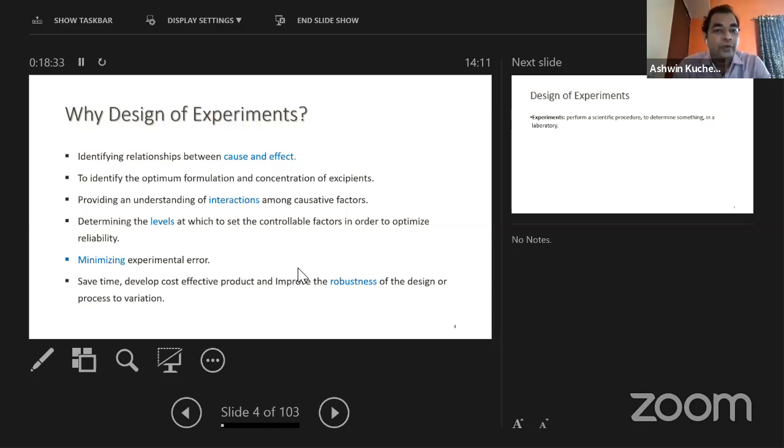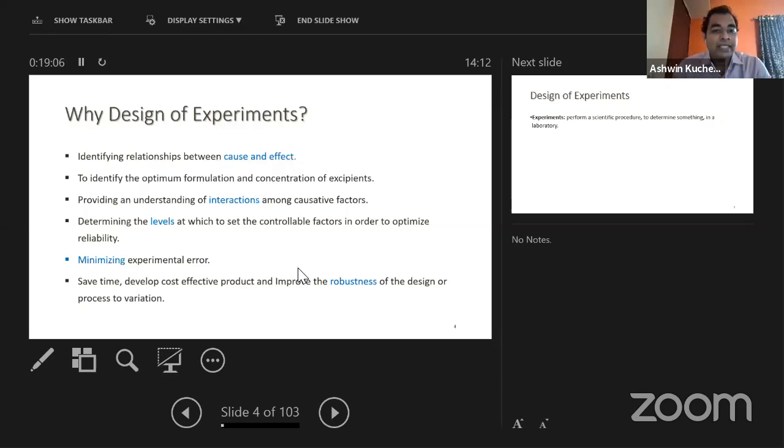It is also used to provide an understanding of the interaction between the causative factors. Is there any interaction? If there are interactions, remove them initially. If there are no interactions, if they are compatible, go on, proceed with your trials. Determine the levels at which to set the controllable factors in order to optimize the response. Yes, we have to determine the levels. And if the levels are determined, it means that a design space is determined. It means that a limit is determined where we have to work within those limits.